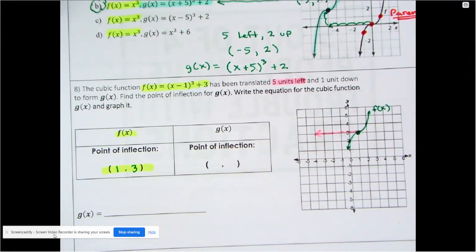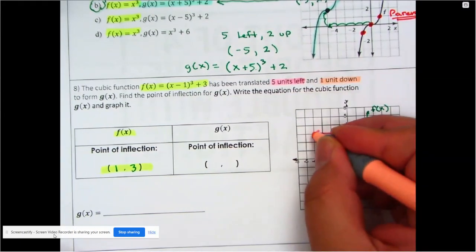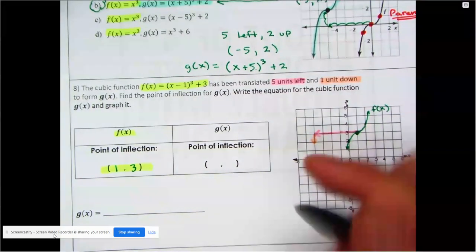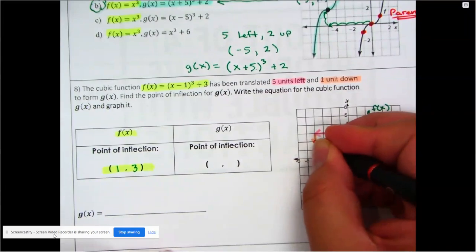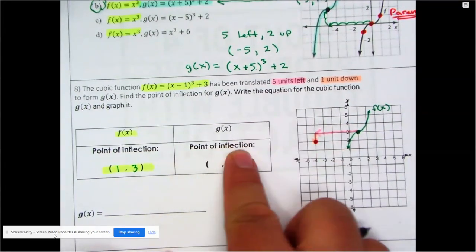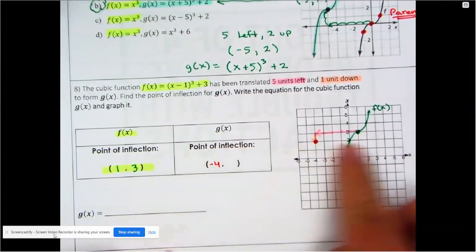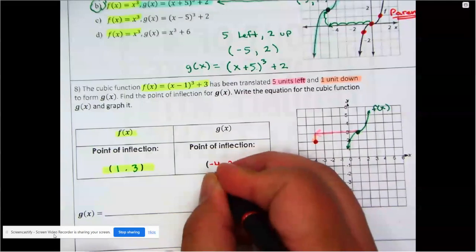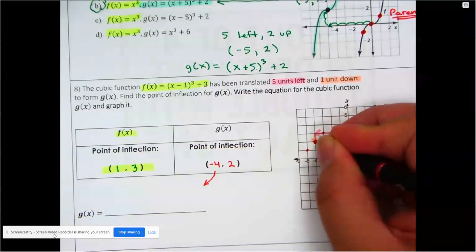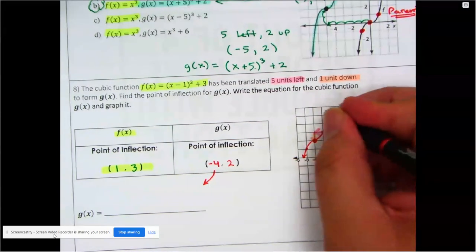And you're going to go 1 down, it says. So we're going to go 1 space down. So 1 space down. That right there is my brand new inflection point for g of x. So the point of inflection would be -4, +2. And now this brings me to my equation of g of x. So there's g of x with all the changes they wanted me to make.